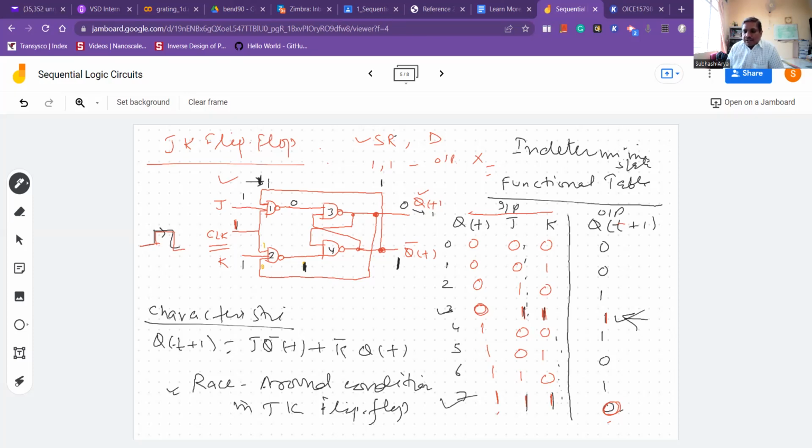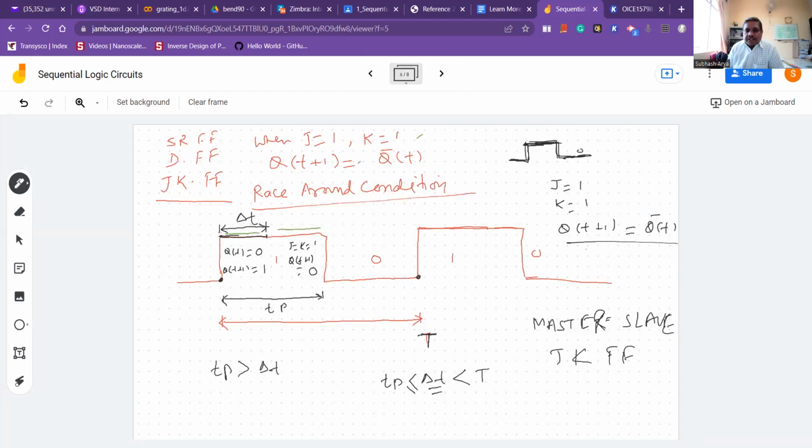And this is the functional table which we discussed, and the characteristic equation is Q(t+1) is equal to J Q bar(t) plus K bar Q(t). And we came to know about this race condition: when J and K both are 1, the output is complement. The next output is the complement of the present output.